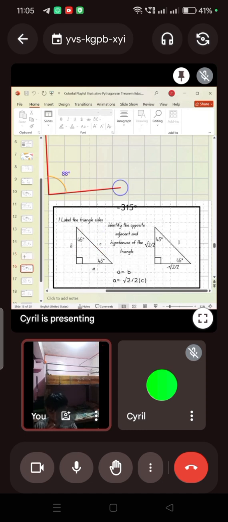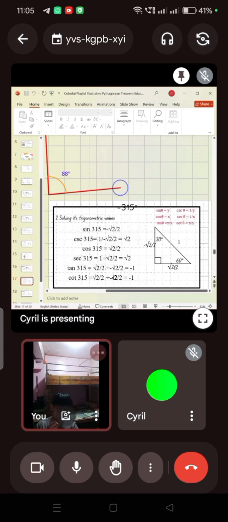So first, we label the sides. For a 45-degree angle, we have the hypotenuse being 1, the opposite being square root of 2 over 2, while the adjacent is negative square root of 2 over 2. For solving its trigonometric values, it's the same as the first few examples. For its sine, you only have to substitute its opposite.